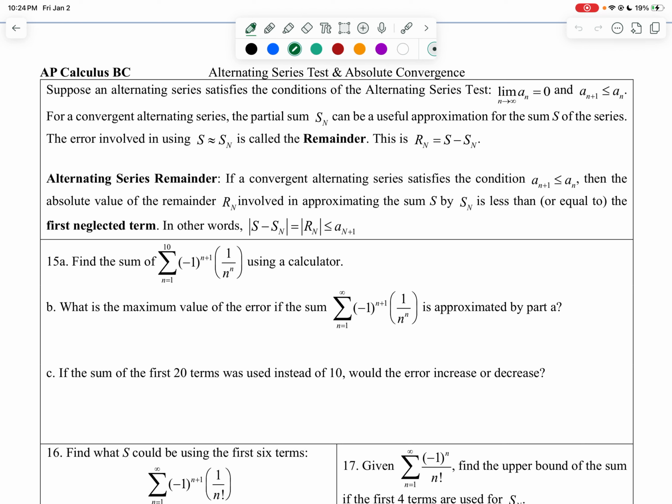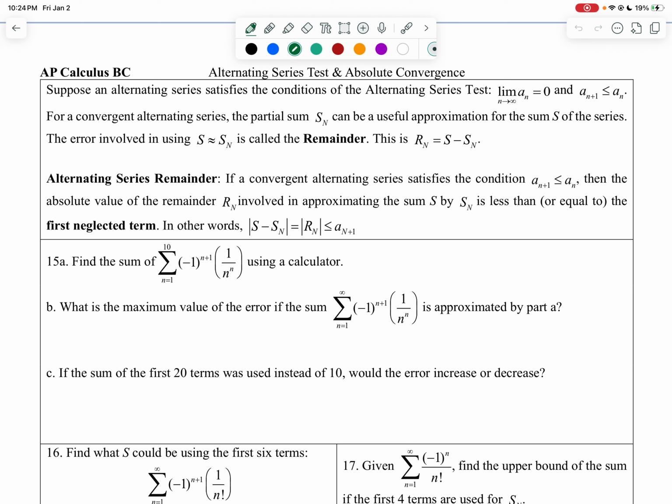So I forgot about the third video back in December whenever I did the first and second video on alternate series tests. So here's our third video now. Now here's the problem in terms of Unit 2.